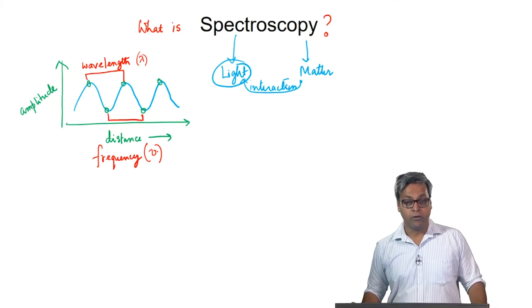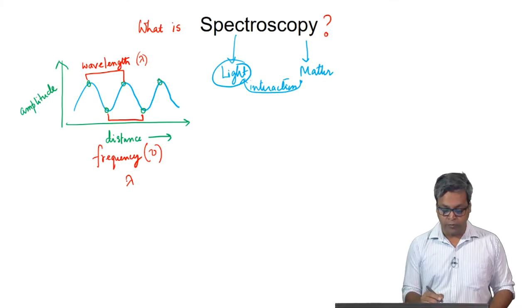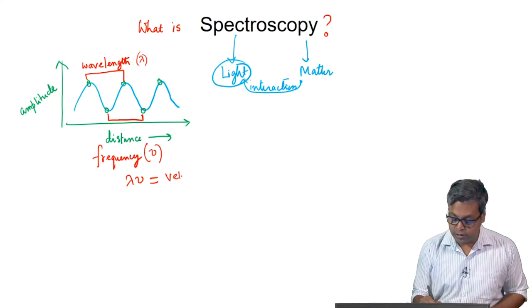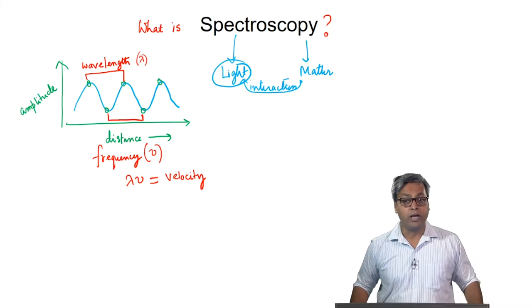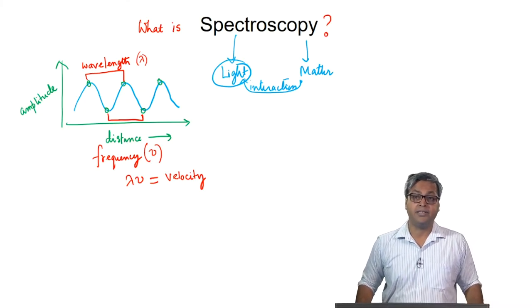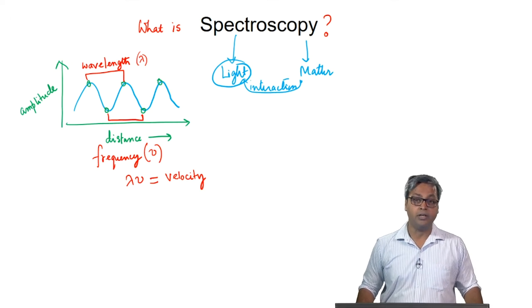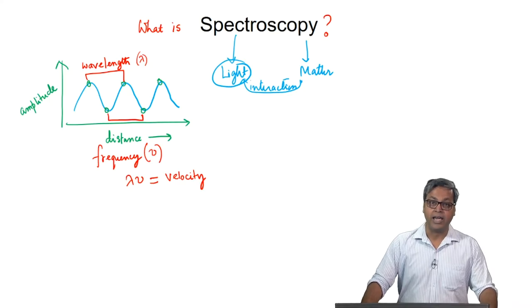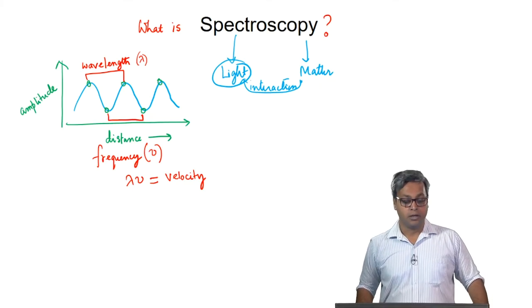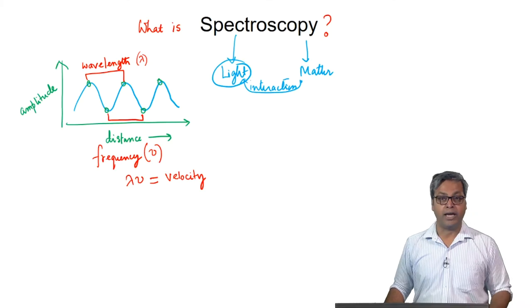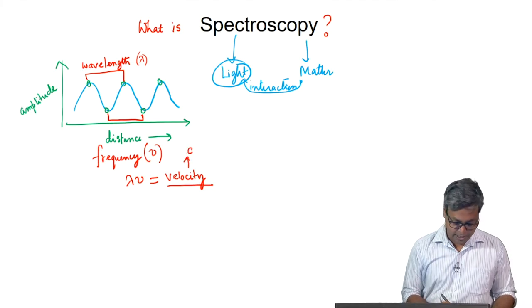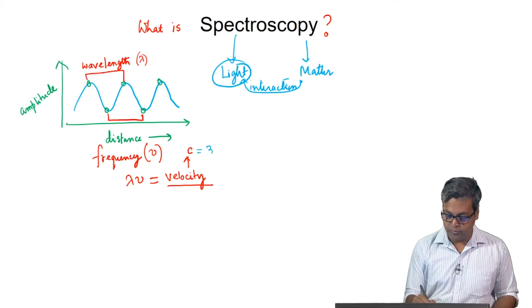Also, for any wave, if you multiply the wavelength, that is lambda, with the frequency of the wave, that is nu, what we get is the velocity with which the wave is traveling. So, for a wave moving at a constant velocity, we can again see that wavelength and frequency are inversely proportional. Now, because light is a wave, there is a frequency and a wavelength associated with light. If we multiply the wavelength and frequency of light, we get the velocity of light, which is represented by c, and the value of c is 3 times 10 to the power 10 centimeter per second in vacuum.